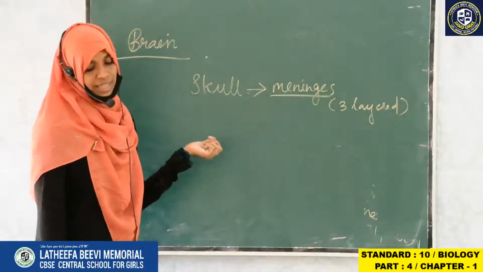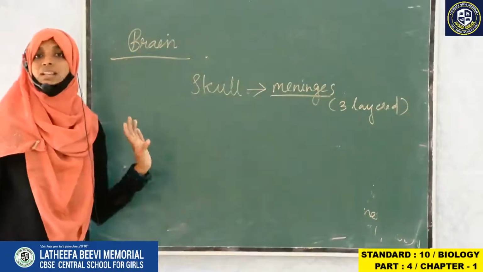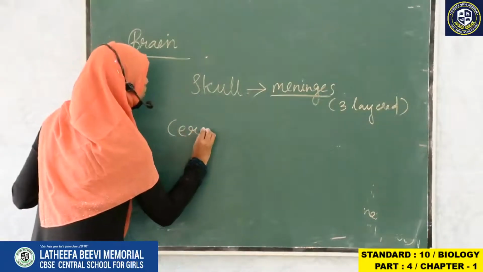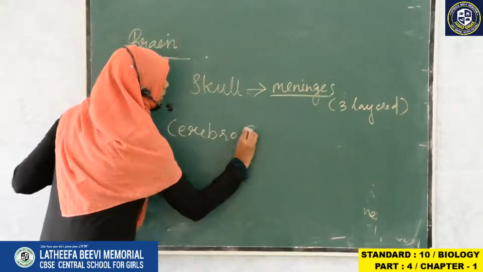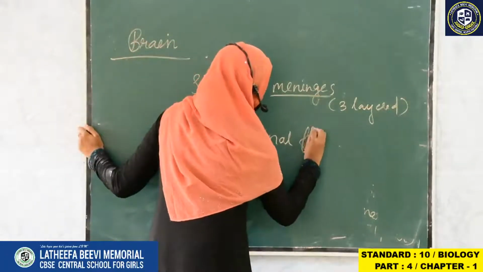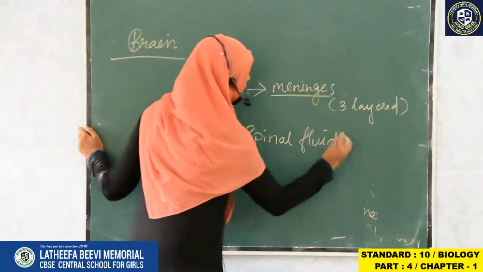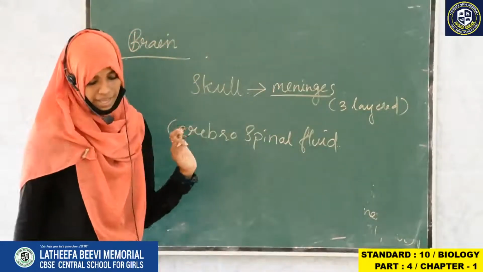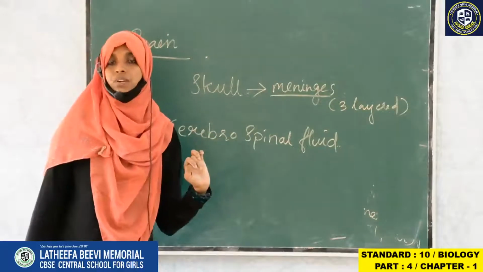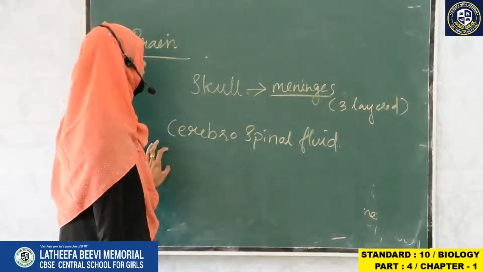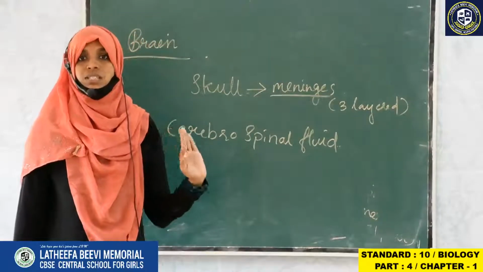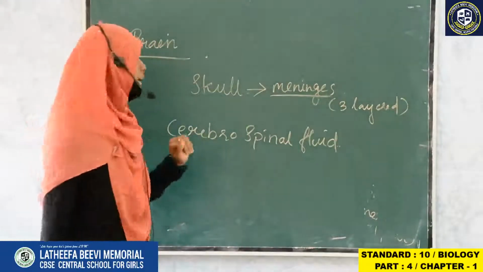Okay. Then there is a fluid inside the brain called cerebrospinal fluid. It is more important. Inside the brain, the cerebrospinal fluid is filled within the inner membranes of the meninges. Where is it filled? It is filled in the inner membranes of the meninges.